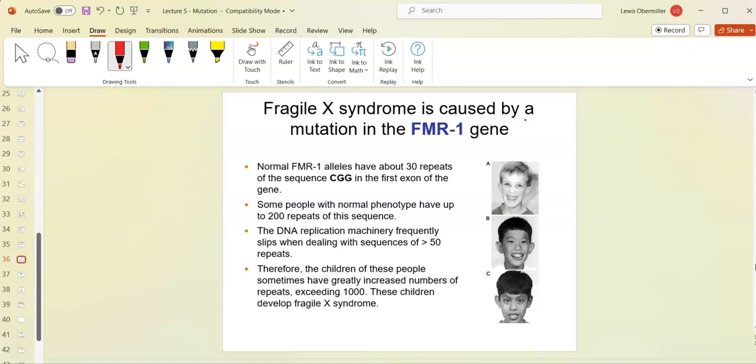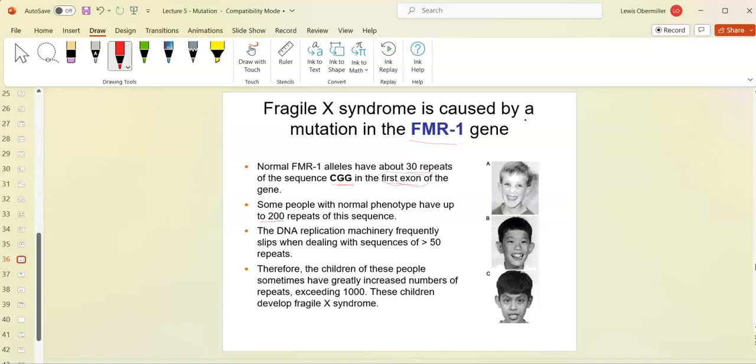So the gene itself in Fragile X is called FMR1, and so normal has about 30 repeats. The sequence is CGG. It's in the first exon, right? So this is the actual coding region of the gene, and that's why it has an effect here. So normal phenotype can have up to 200 repeats.